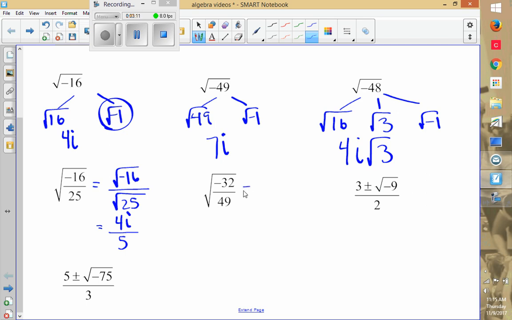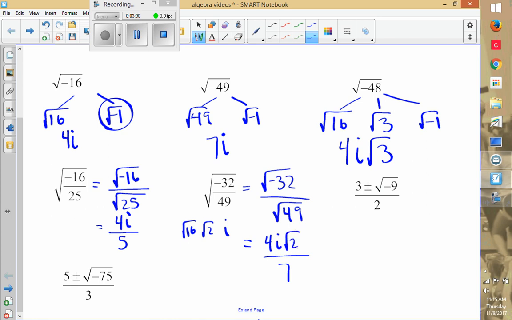So if I have the square root of negative 32 over 49, I'm going to treat that as the square root of negative 32 over the square root of 49. We know the square root of 49 is a nice number. That's 7. And square root of 32 is the square root of 16 times the square root of 2. And then you're going to have that i because it's a negative. So you have 4i root 2.